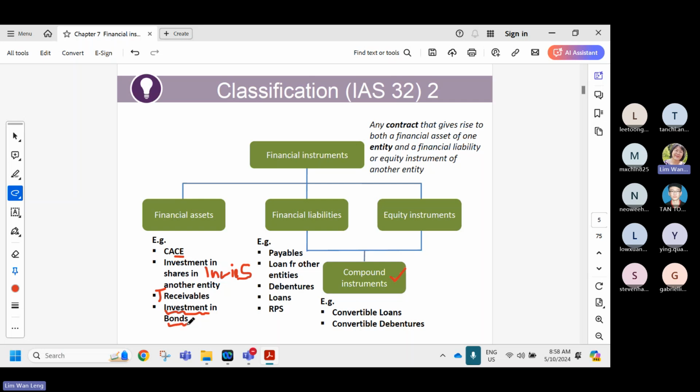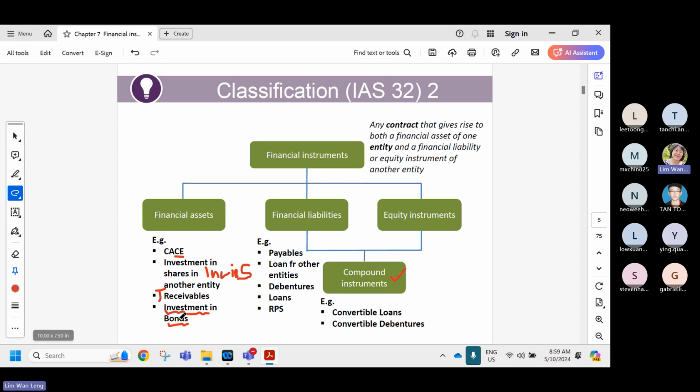Which means that you must have used your money to invest in the bonds that is issued by another entity. Okay, so which means what? Putting in money, and then at some point in the future, when the investment in the bonds matures, I'm going to get back some returns. Okay, so this is part of my financial asset.